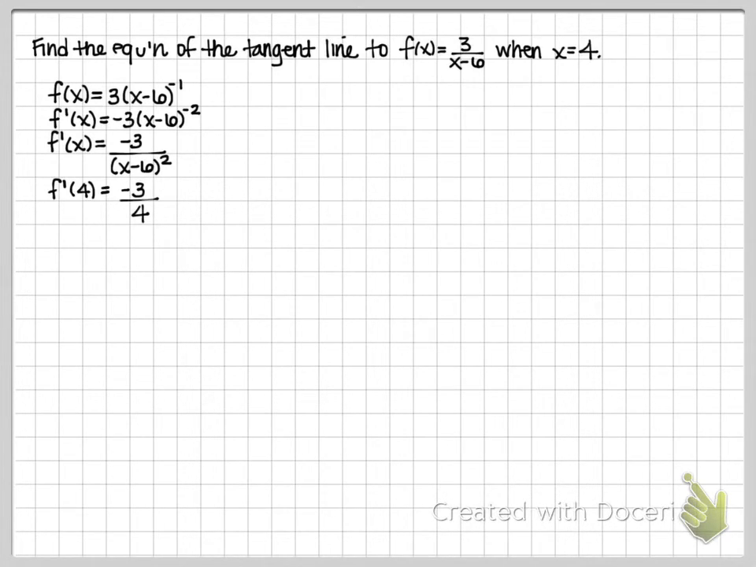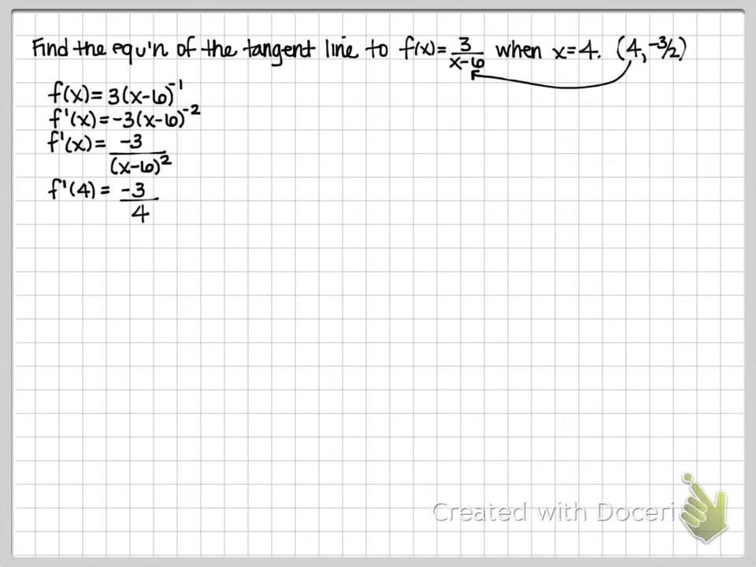But remember, we actually have to find the point. So I'm up in the top right-hand corner now. I know that I've got my x, which is 4. But to find the y that goes with it, I actually have to plug it back into my original f of x function. So if I plug my 4 in there, I think I get 3 over negative 2, which is just negative 3 halves. So there's my actual xy point.